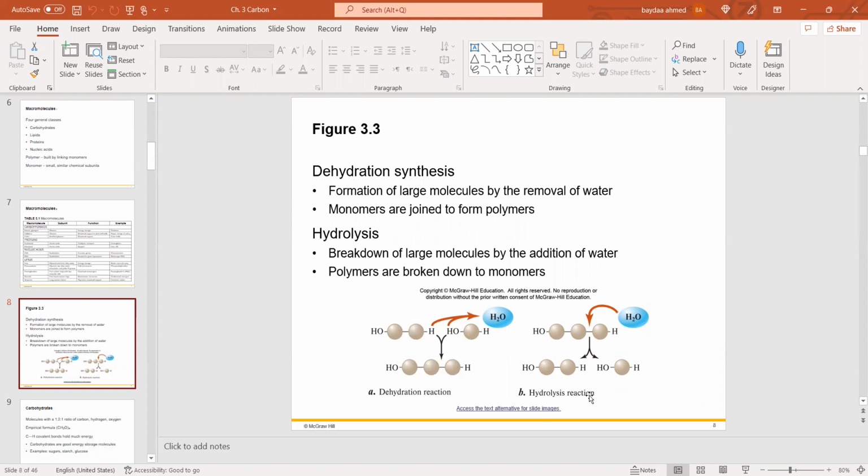In the hydrolysis reaction, cells disassemble macromolecules into their constituent subunits through reactions that are the reverse of the dehydration reaction. A molecule of water is added instead of removed. In this reaction, called a hydrolysis reaction, a hydrogen atom is attached to one subunit and a hydroxyl group to the other, breaking a specific covalent bond in the macromolecule.